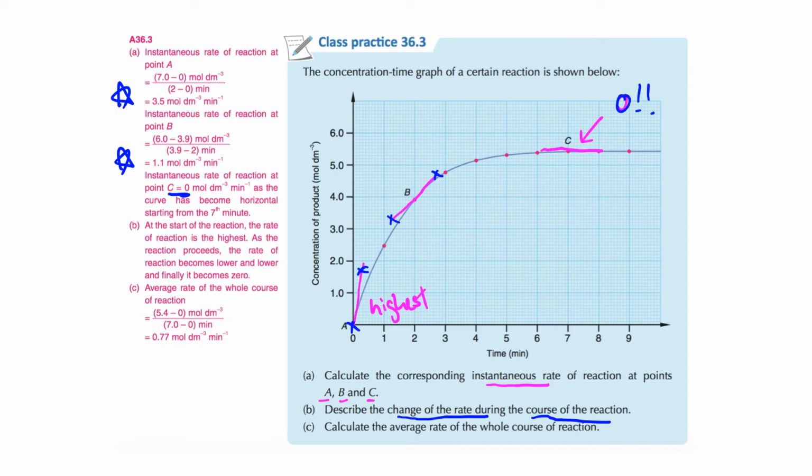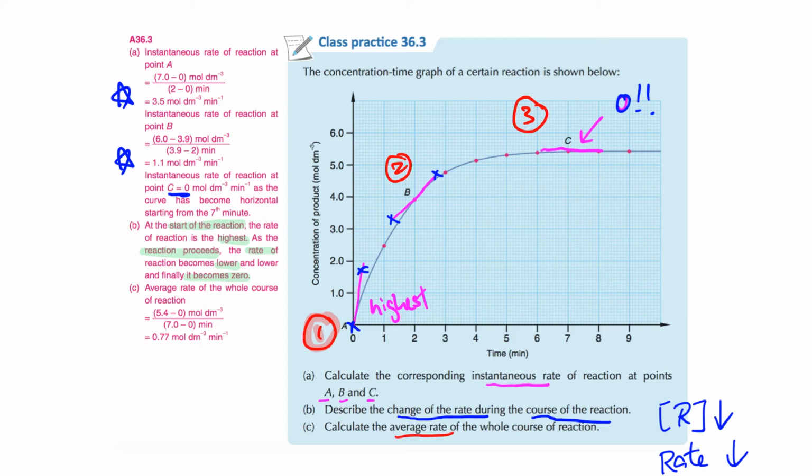And then B, describe the change of rate during the course of the reaction. You notice that during the reaction, the reaction rate should be decreasing as time goes by, because as time goes by, the concentration of reactant drops, so therefore the rate will also drop. At the start of the reaction, the rate is the highest. As the reaction proceeds, the rate will decrease. Finally it comes to 0. So you can see that actually we have 3 points: at the beginning, during the process, and at the end of the reaction. In the process, just remember the rate of reaction will be decreasing.